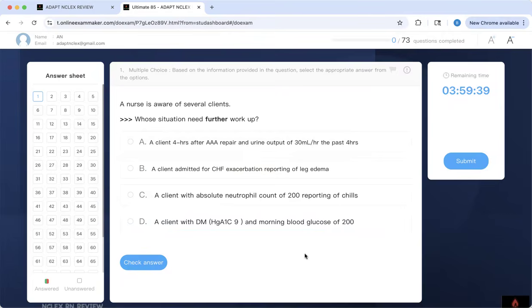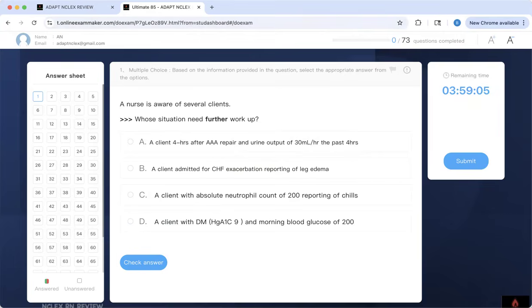A client 4 hours after AAA repair with urine output of 30 ml every hour for the past 4 hours. A client admitted for CHF exacerbation, reporting leg edema. A client with absolute neutrophil count of 200, reporting chills. A client with diabetes, hemoglobin A1C of 9, and morning blood glucose of 200. What do you think? Stop the video, pick your answer, and then proceed.